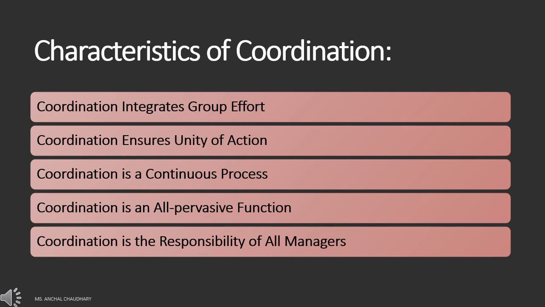Next, coordination is an all-pervasive function. It means that it is required at every level of the organization, and also it is required everywhere. As we have taken the example of PUBG, that is not an organizational task, right? But still we require coordination so that we can achieve whatever goal we have. So it is a pervasive function.